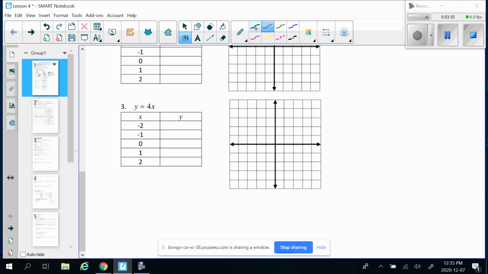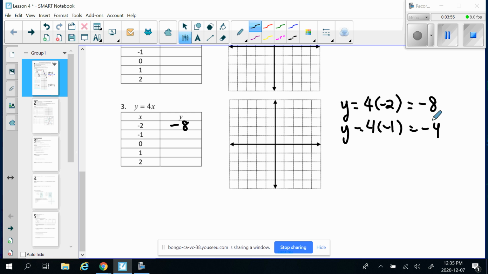So this one asks us to do the same thing. Can we create a table of values? So y is equal to 4x. So 4 times -2 is supposed to give me y. So -8. So -8 is here. See how I've just plugged in those x values to try and get the y value. y is 4 times -1, which is -4. So this is going to be -4 in here.